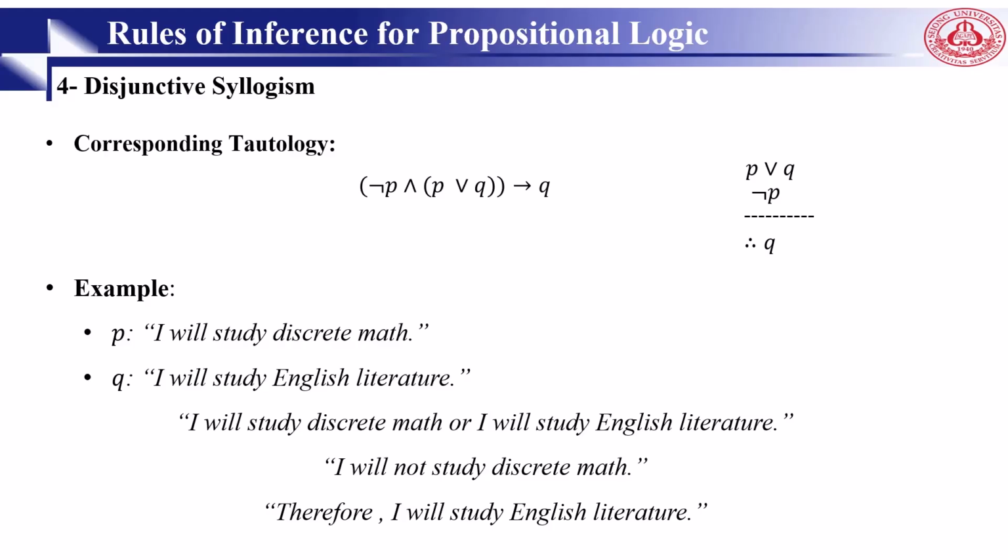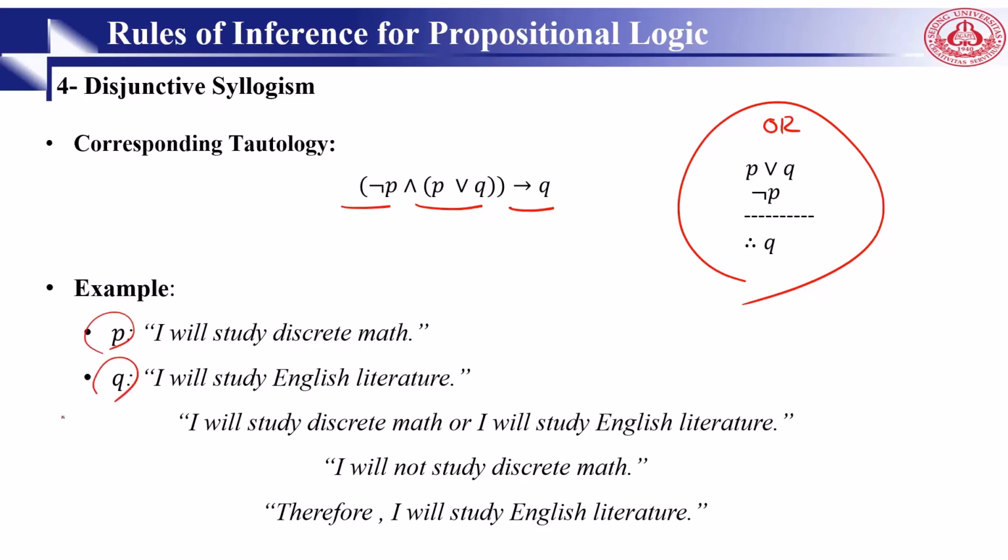The next rule is disjunctive syllogism. This rule is also known as modus tollendo ponens. It's a valid argument form, a syllogism having a disjunctive statement for one of its premises. The corresponding tautology for this rule is not P and P or Q, then we can come to the conclusion of Q. Here it is. P or Q, this is OR. P or Q, not P. We can say Q, right? Because it's OR, it's not implication. Or one side satisfied, it's okay.